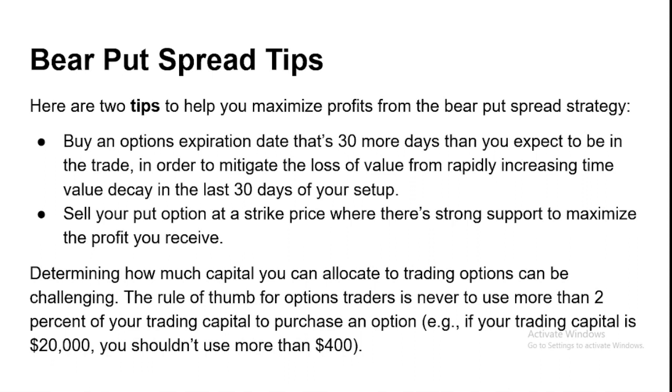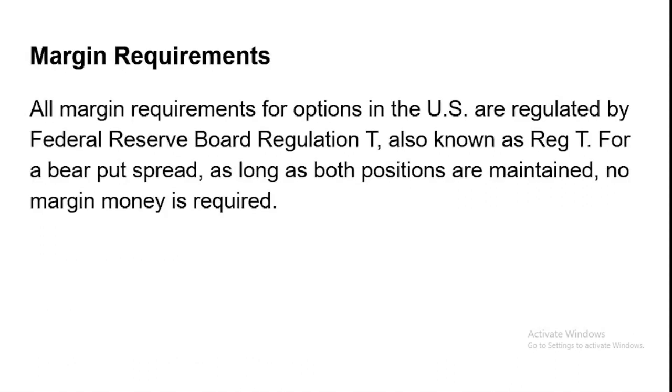So determining how much capital you can allocate to trading options can be challenging. The rule of thumb for options traders is never to use more than 2% of your trading capital to purchase an option. Example, if your trading capital is $20,000, you shouldn't use more than $400. So margin requirements. All margin requirements for options in the US are regulated by Federal Reserve Board Regulation T, also known as Reg T. For a bear put spread, as long as both positions are maintained, no margin money is required.